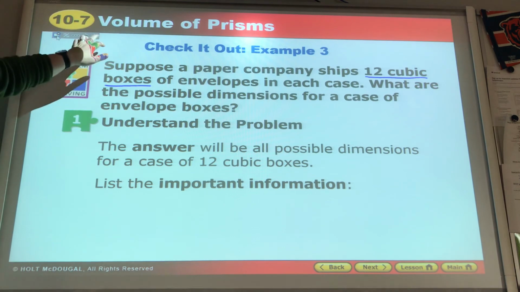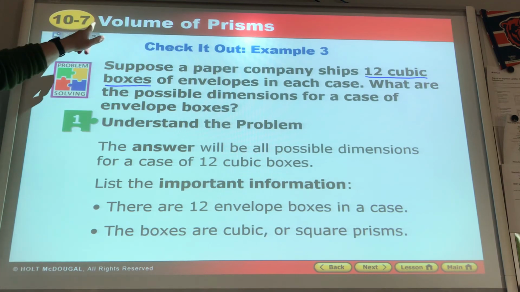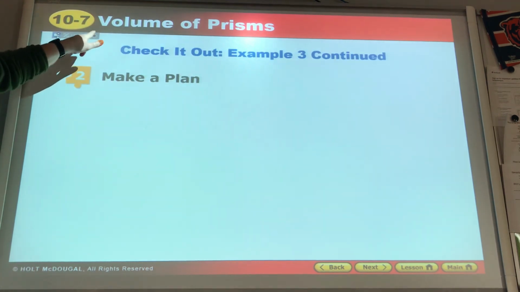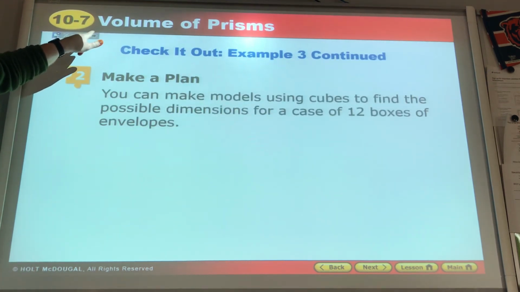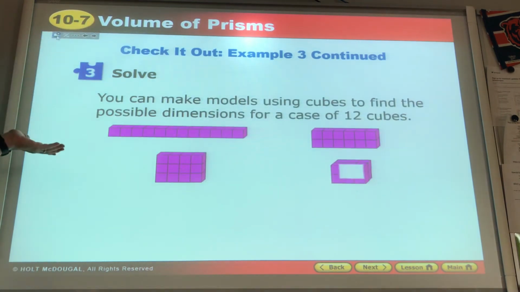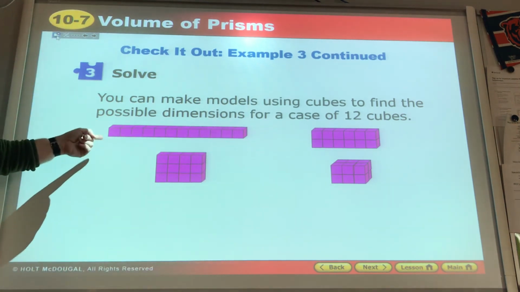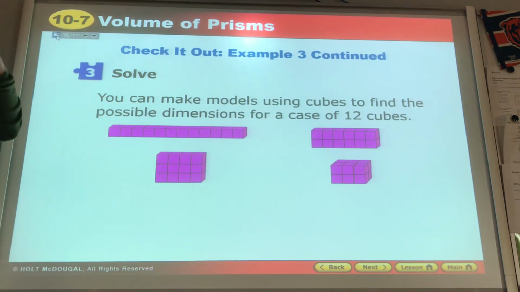What are the different ways? All right, there are 12 envelope boxes in the case. The 12 boxes are cubes or squares. All right, let's make a plan. All right, make a model. You can make models that look like this. 1 by 1, and then we can do 12 long. 1 times 1 times 12. That gets a volume of 12.